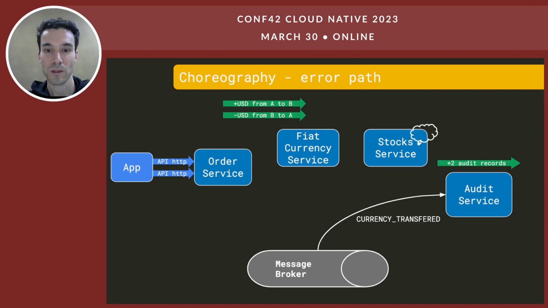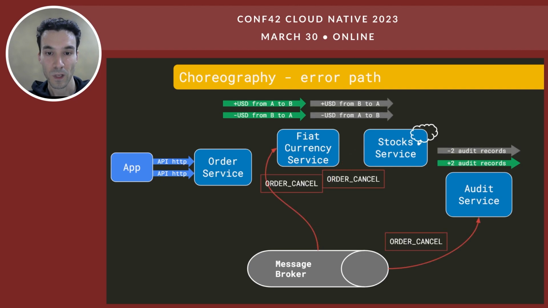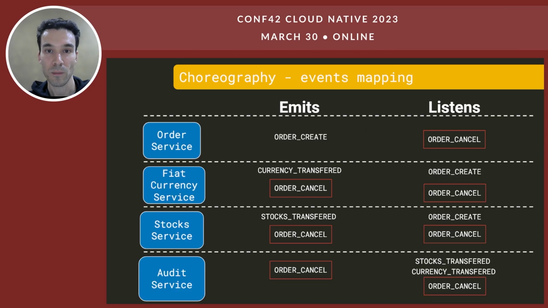So the stock service will emit an order cancel event, but we already completed our transaction partially, so we will have to react to this event and roll back all the changes by running the compensating transactions, only in the currency service and in our audit service. After that, the order service is notified as well of the issue and can respond promptly to customers that the trade did not happen.